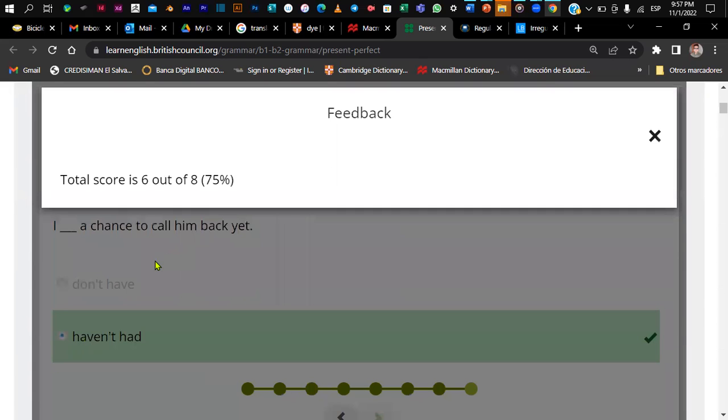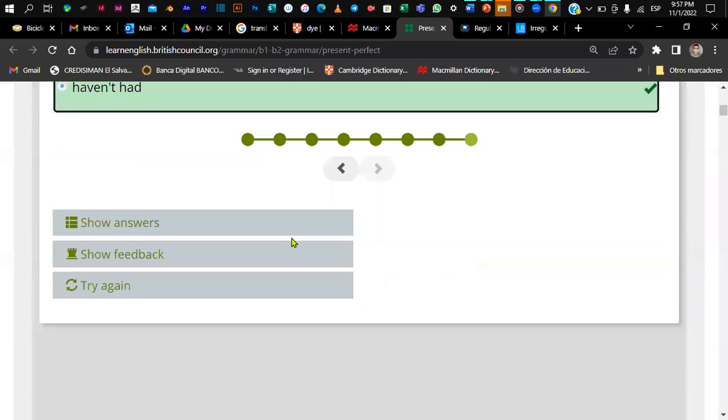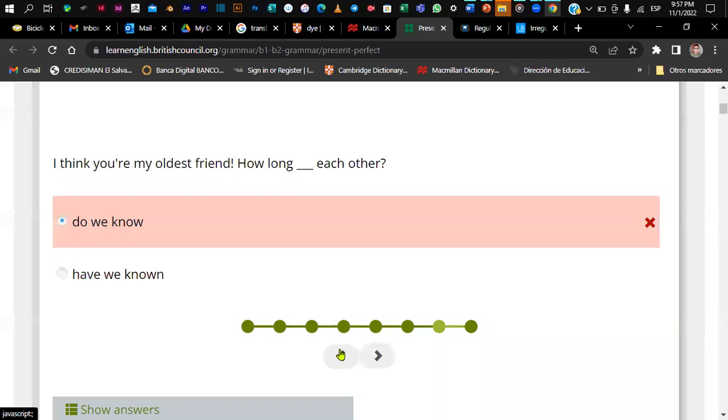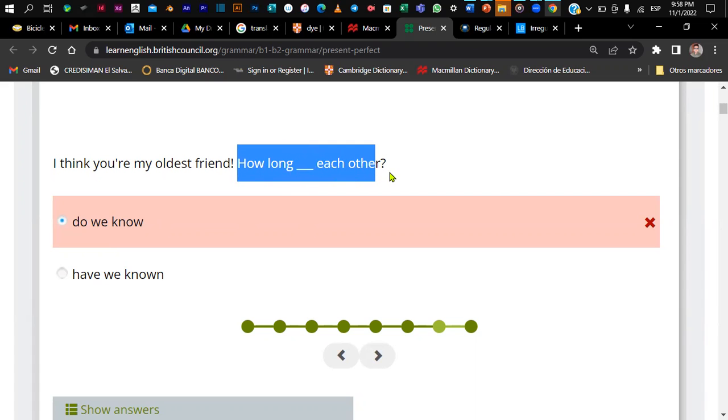Oh, two incorrect. Which ones? Okay, that is correct. Okay, that's correct. Oh, do we know? No, it wasn't. No era. It wasn't. Do we know? It was. How long have we known each other? Correct. ¿Hace cuánto? How long have we known each other?